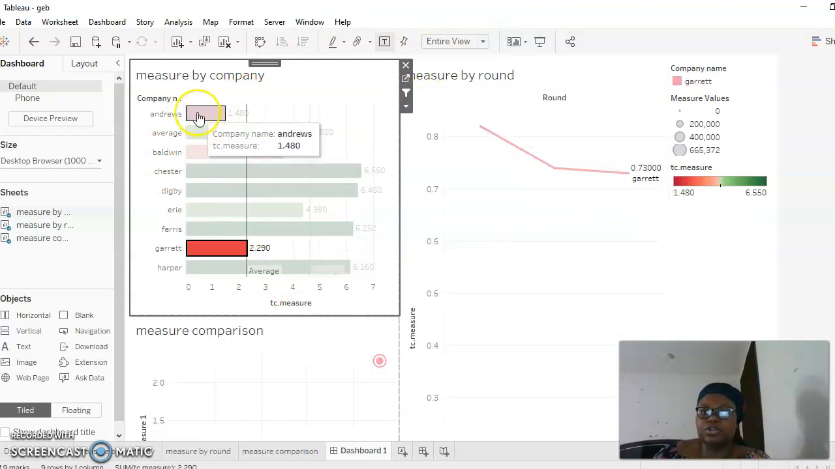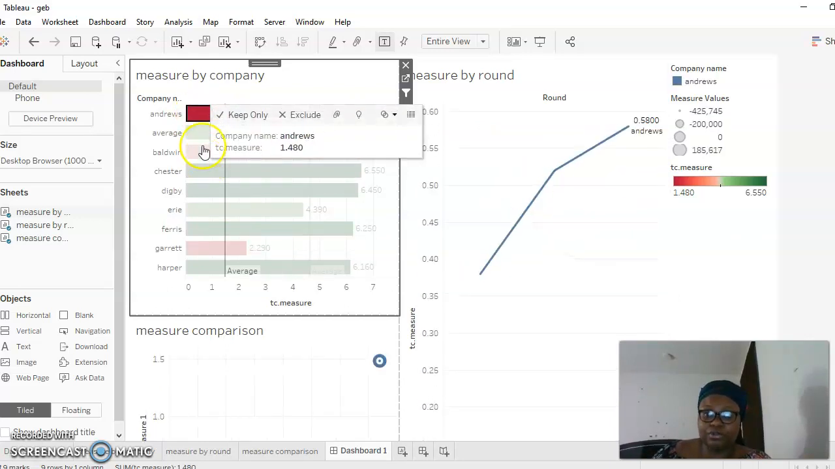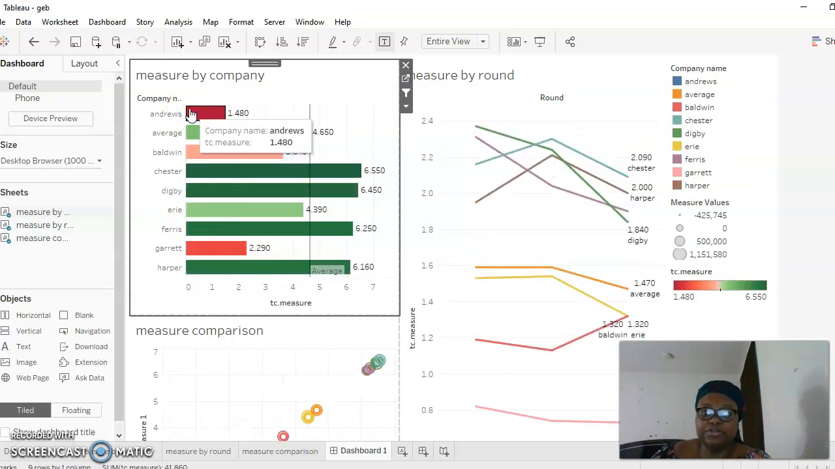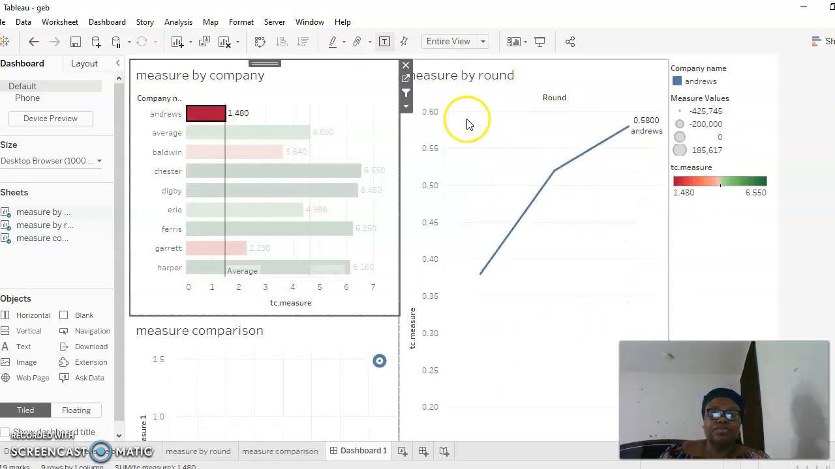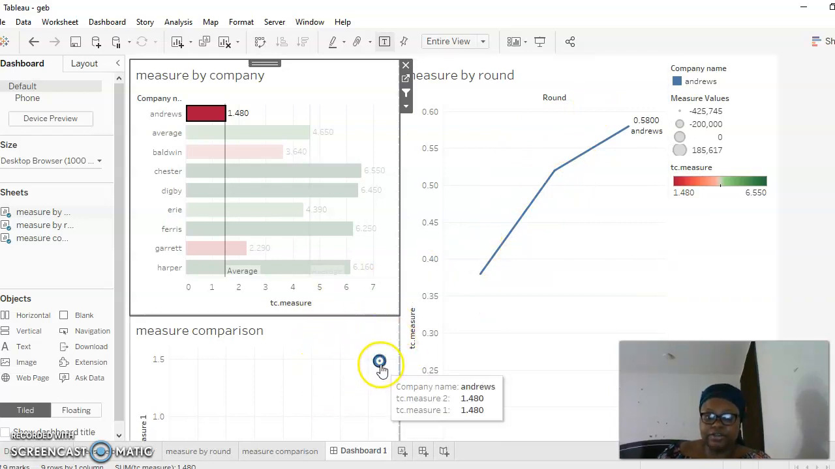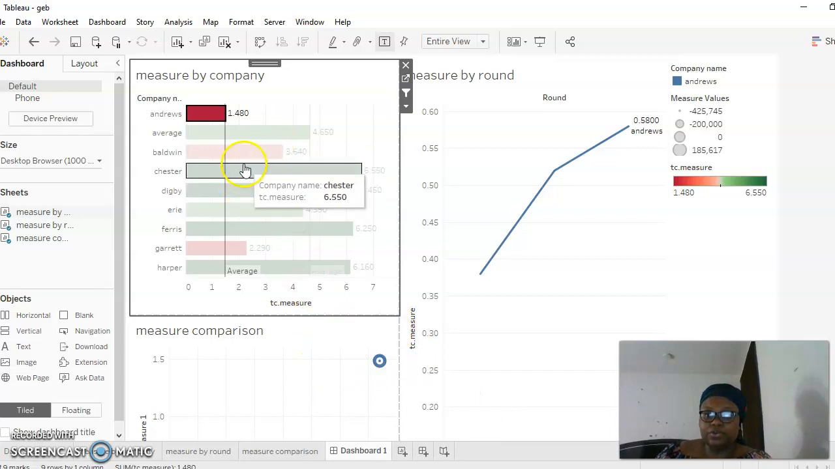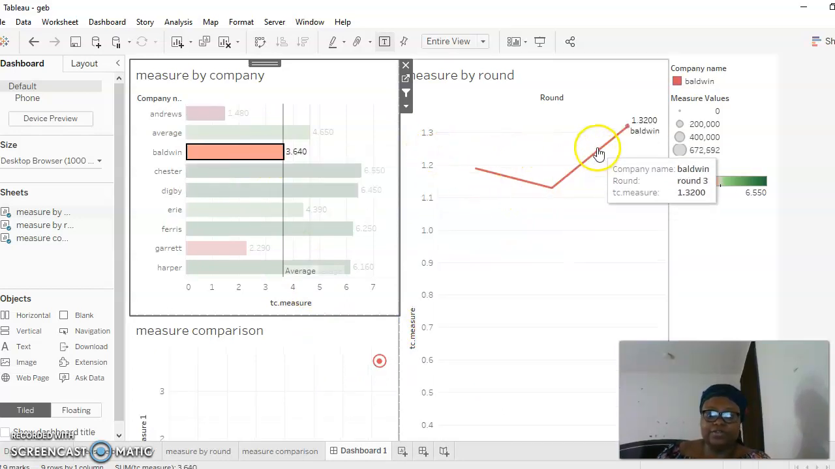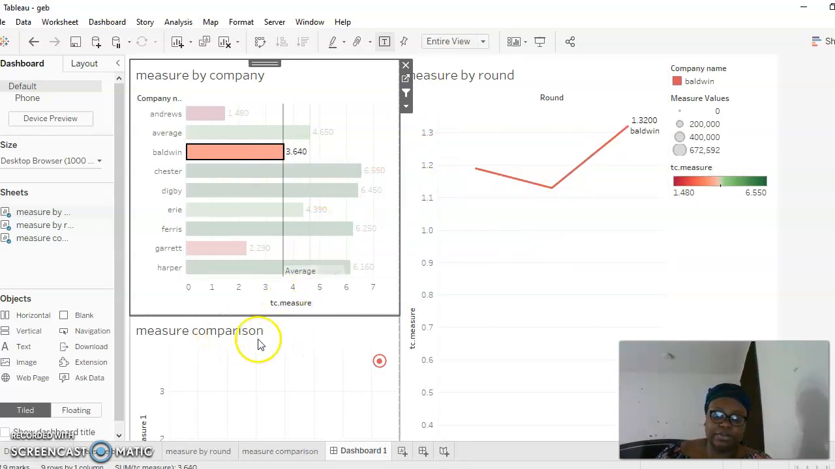So we are going to look at the companies in red, which were Andrews, Baldwin, and Garrett. We can see how Andrews performed here. For Andrews, we can see the timeline of their performance, and then we can also see the measurement right here. For Baldwin, also the same thing. We can see the timeline of their performance and also the measure by comparison to other companies.